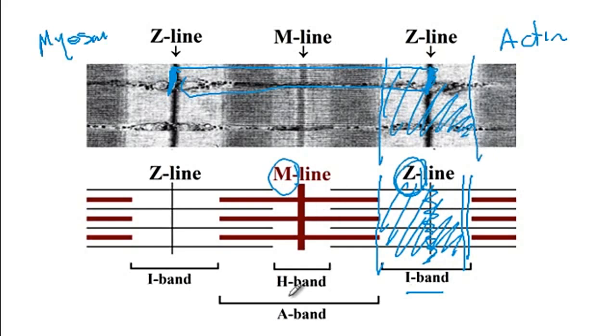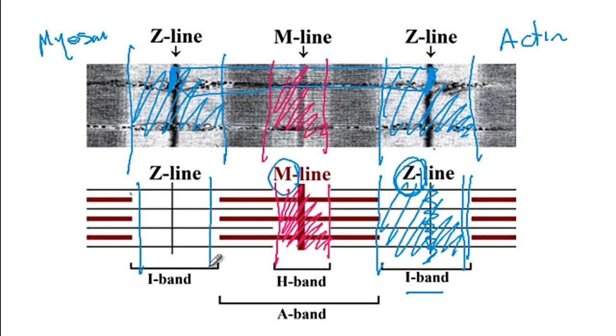And then there is also H-band, which is the zone of the thick filaments that are not being superimposed by the thin filaments. So here is a length of one H-band. And then finally we have another I-band on the other side. And then the last band is the A-band, which represents the length of an entire thick filament. So this entire thick filament is referred to as A-band. And the length of A-band is always constant, versus I-band and H-band, which will decrease in length upon muscle contraction.